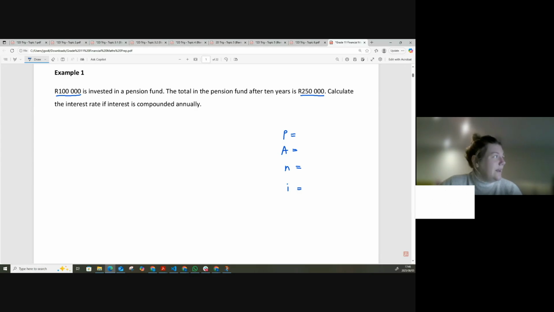So let's start breaking this up. We've got a whole bunch of information so far. We've got this 100,000, which is invested, and it becomes 250,000. So which one of those is our starting amount, and which one of those is our end amount, and which one of those is P?